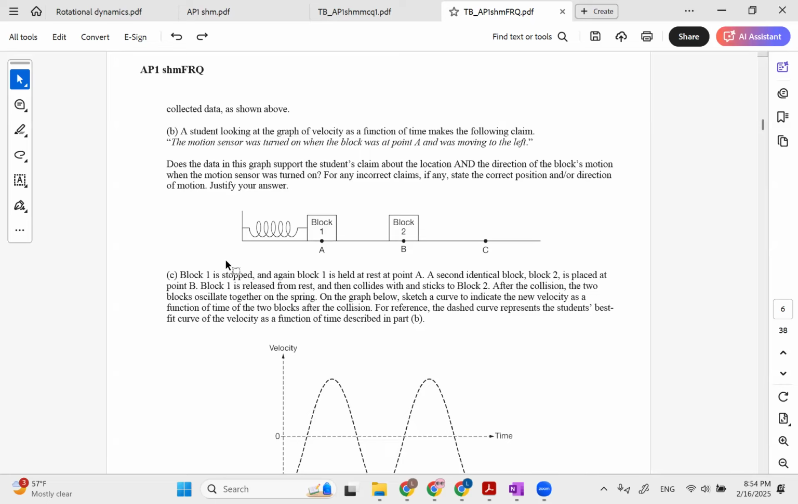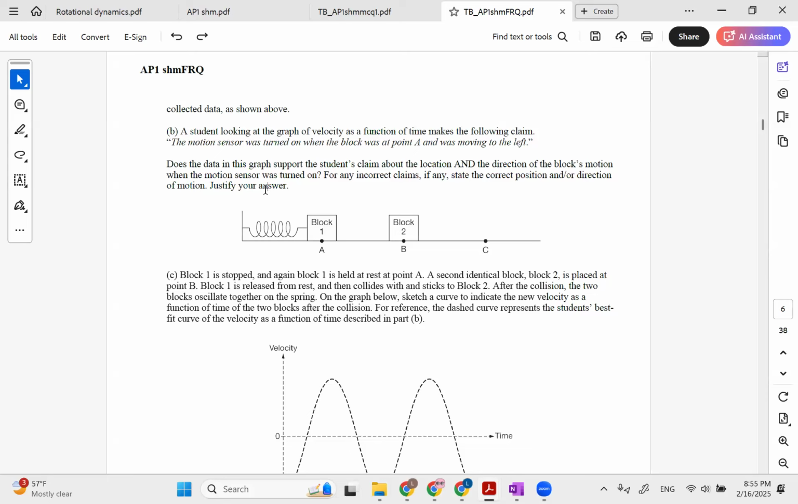So B, how do you answer it? Does the data in the graph support the student's claim about the location and the direction of motion when the motion sensor was turned on, right? And remember, pay attention to what it's asking, right?